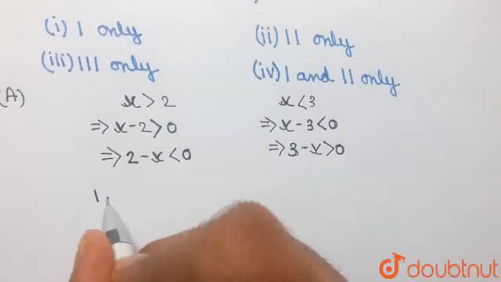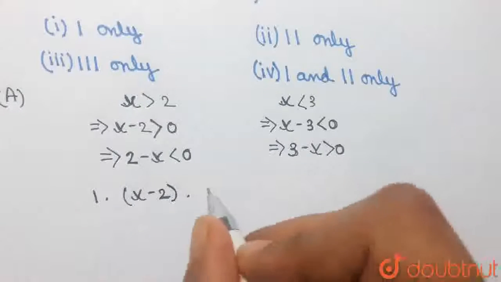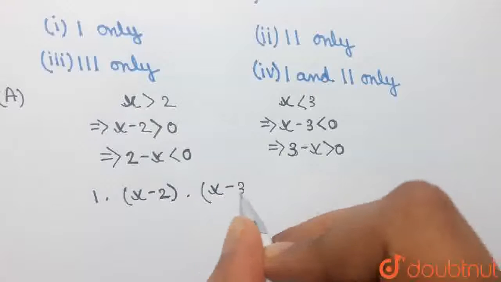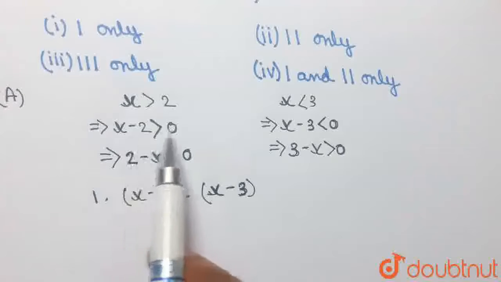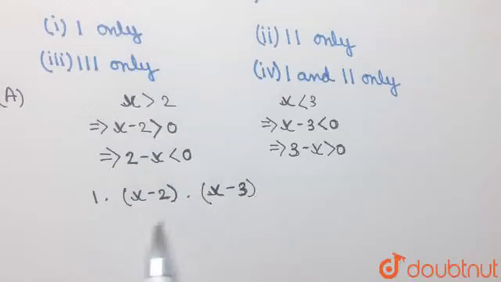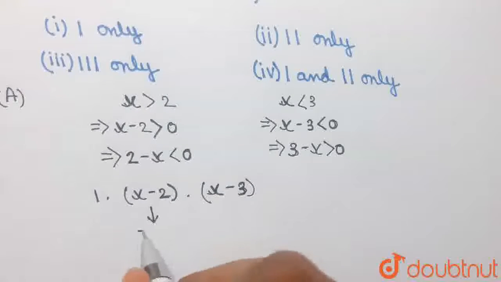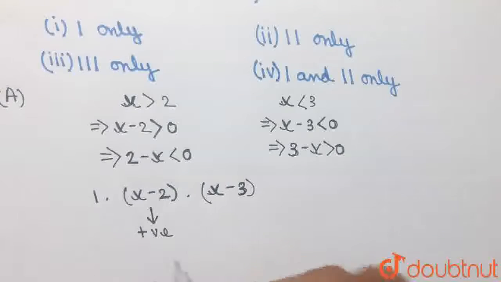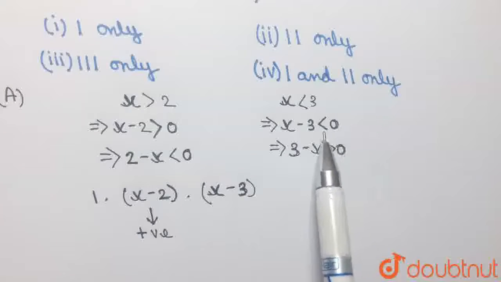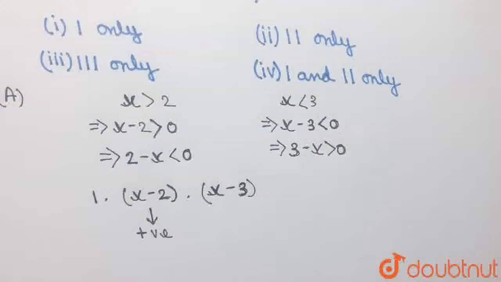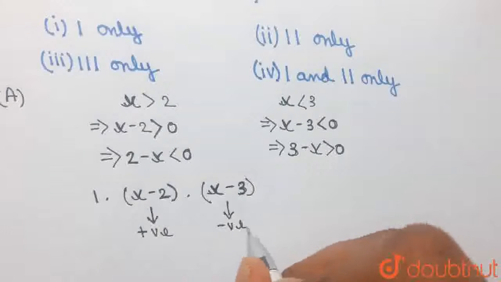Expression number 1 is the product of x minus 2 and x minus 3. Now we have obtained above that x minus 2 is greater than 0, that is, the value of x minus 2 is positive, whereas on the other hand x minus 3 is less than 0, hence the value of x minus 3 is going to be negative.